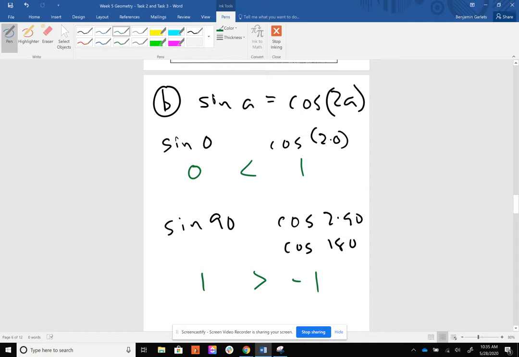What this tells us is that somewhere in here, sine of A is less than cosine of 2A, and then it switches somewhere. We want to find where that place switches, meaning where it's equal. Because after that place, the sine of A becomes greater than the cosine of 2A. And that's what we're interested in.